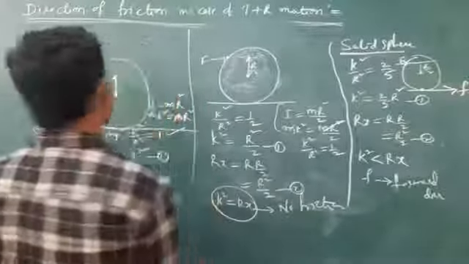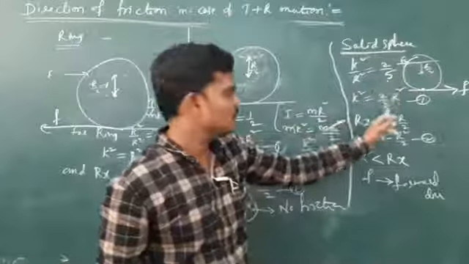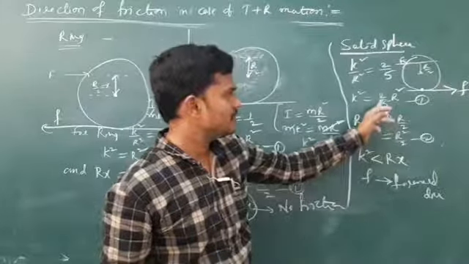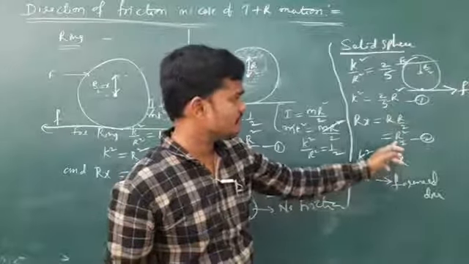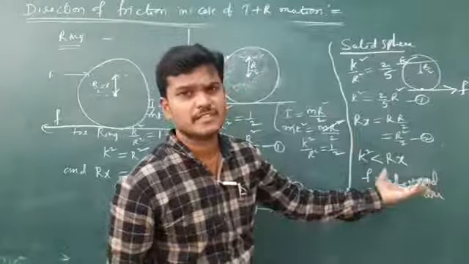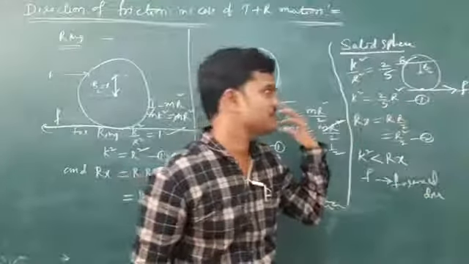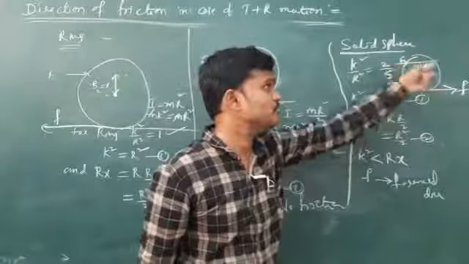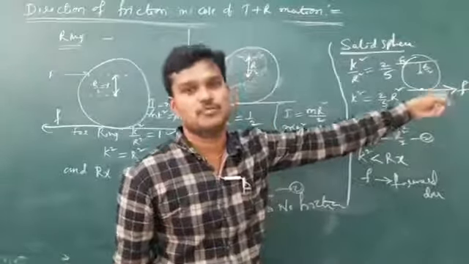Similarly, you can verify for a hollow sphere. Hollow sphere, this is 2 by 3, which is 0.6. So k square is greater than Rx. As k square is greater than Rx, the body moves forward, and frictional force acts in the backward direction. Of course, here also the body moves forward only, but frictional force acts opposite to the direction of motion of the body.